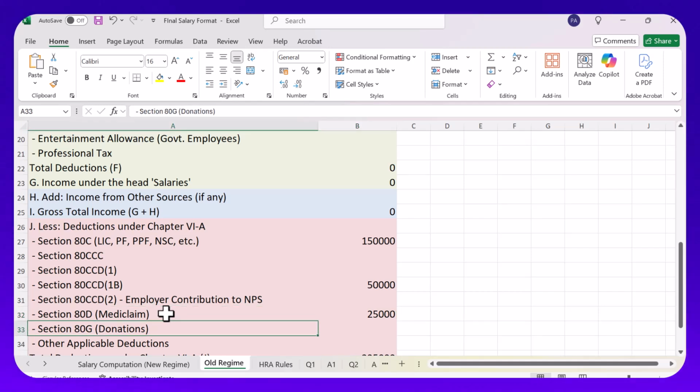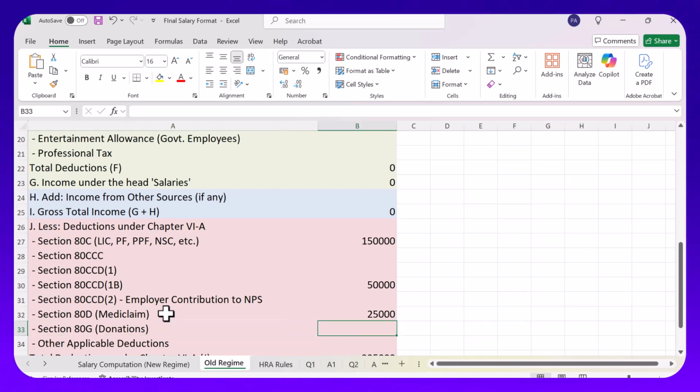The other one is Section 80G. Just read this. Sometimes people give donations, like to the National Prime Minister Relief Fund, which is now called the PM Cares Fund. A lot of people also give donations to charitable institutions like temples, gurudwaras or blind schools. So you can donate.